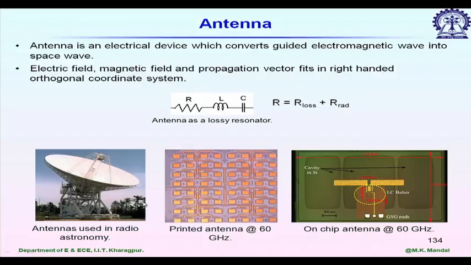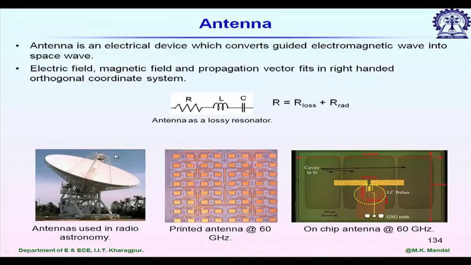Now in free space, the properties of the electromagnetic wave: we know that the electric field, the magnetic field, and the direction of propagation form a right-handed orthogonal coordinate system, and the electric field and magnetic field are also in the same phase. So for an antenna, we have to generate these two components, electric field and magnetic field, which will be in the same phase.